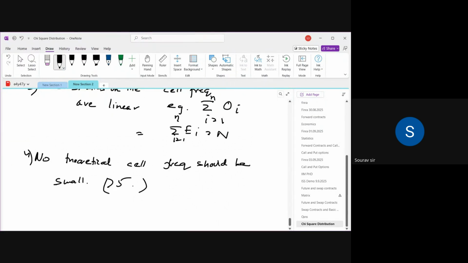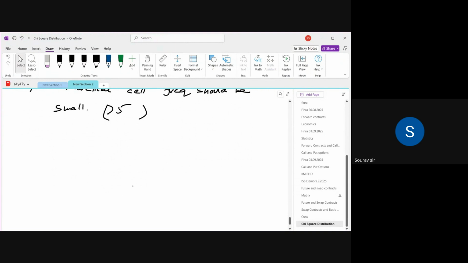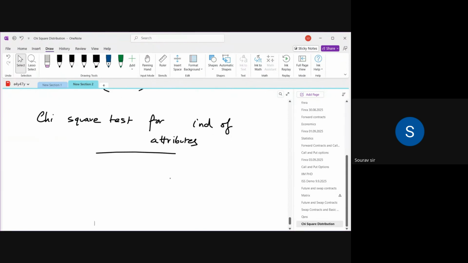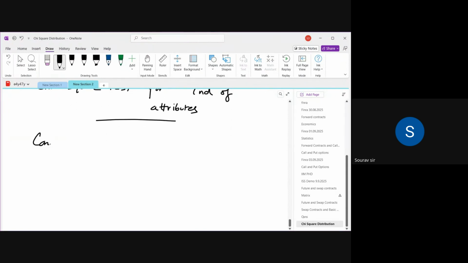This is one; I told you about the goodness of fit chi-square test. But if it is for independence of attributes, then the chi-square test for independence of attributes. Here, consider two attributes.